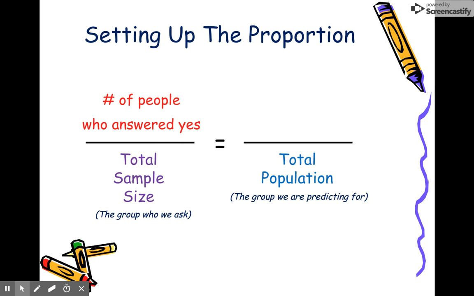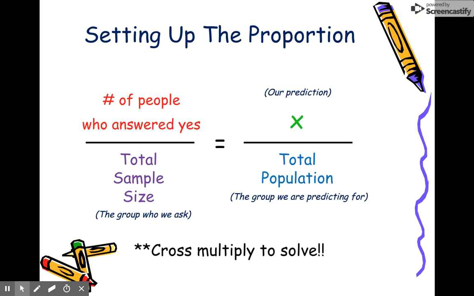And then for the other fraction, this is going to be what we're looking for. So this is the prediction we're making. And if you remember from algebra, when we don't know a value, we use x in its place. And x is going to be our prediction. So when we solve for x, we find out how many in the large population we think would answer yes to our question. So at this point, you want to make sure that all of this is written down on your note sheet so you have it for further reference.